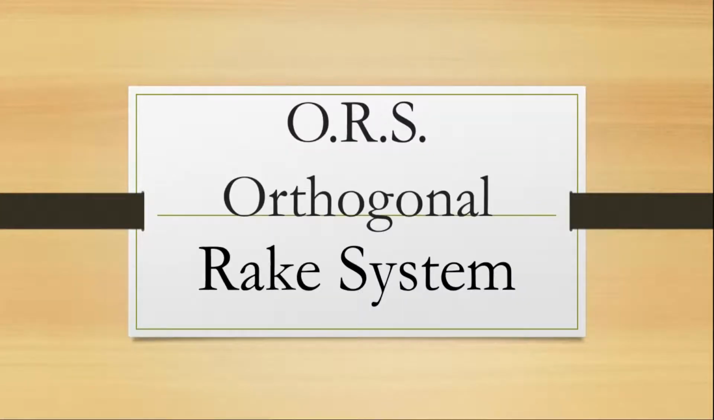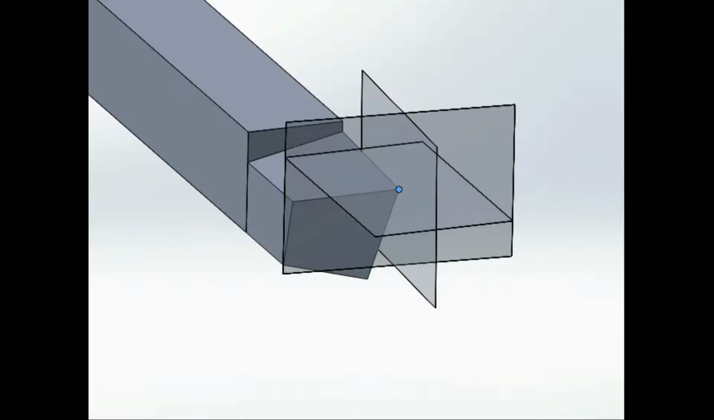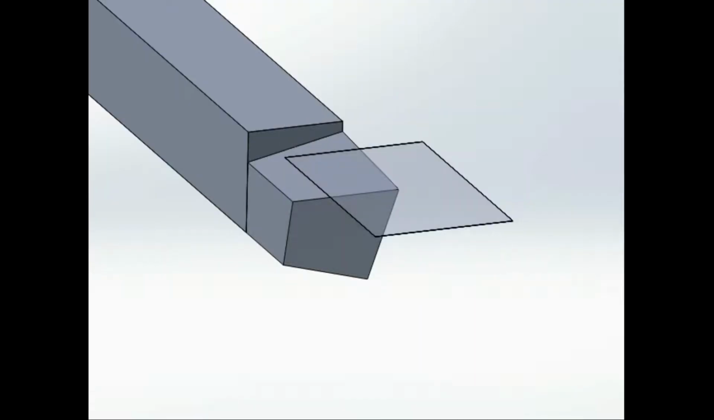The orthogonal rake system is based on 3 mutually perpendicular planes meeting at the tool point. The horizontal plane is called reference plane pi r. The vertical plane containing the primary cutting edge is called cutting plane pi c, and the orthogonal plane pi o is the plane perpendicular to both pi r and pi c.